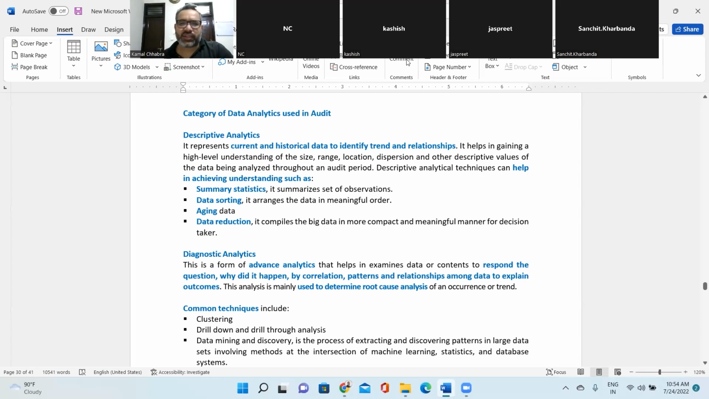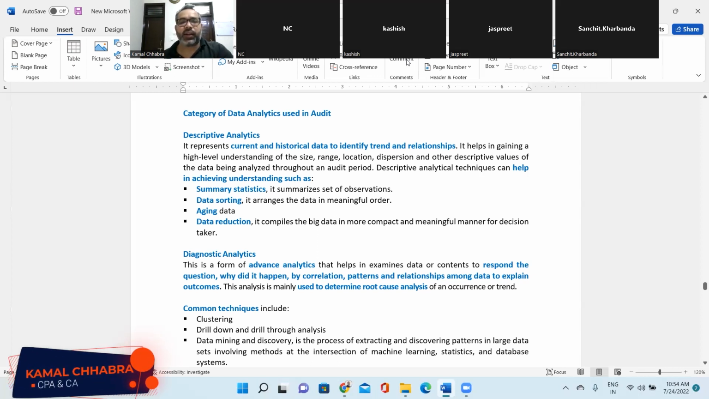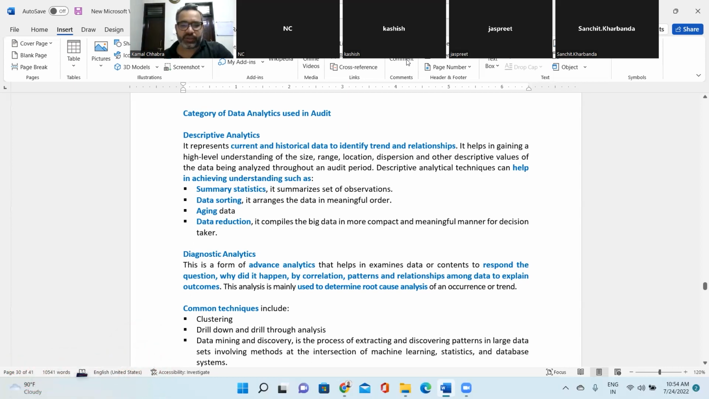So this is about descriptive analysis, which helps you understand the current and historical trends and the relationship between those trends in a quick summarized way, if I may say so.